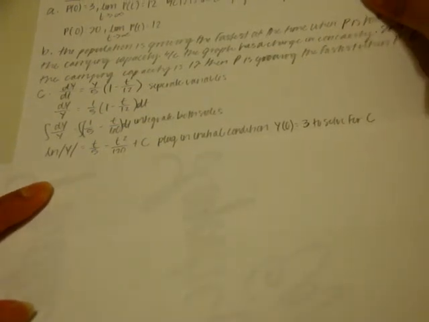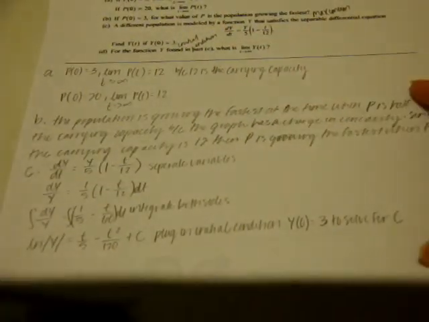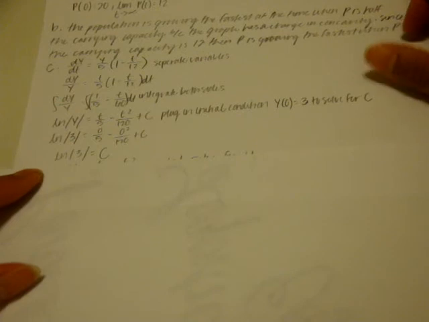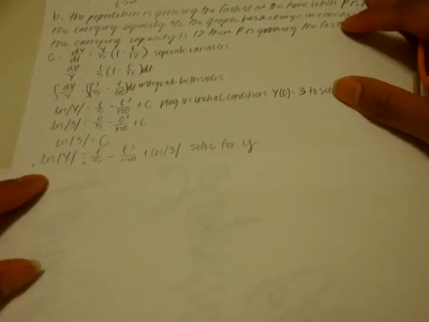And then you're going to integrate both sides. So you get natural log of y equals t over 5 minus t squared over 120 plus c. Then you're going to plug in the initial condition that they gave us up here. And then you're going to get natural log of 3 equals 0 over 5 minus 0 squared over 120 plus c. So c is going to be the natural log of 3. You're going to plug c back into the equation.